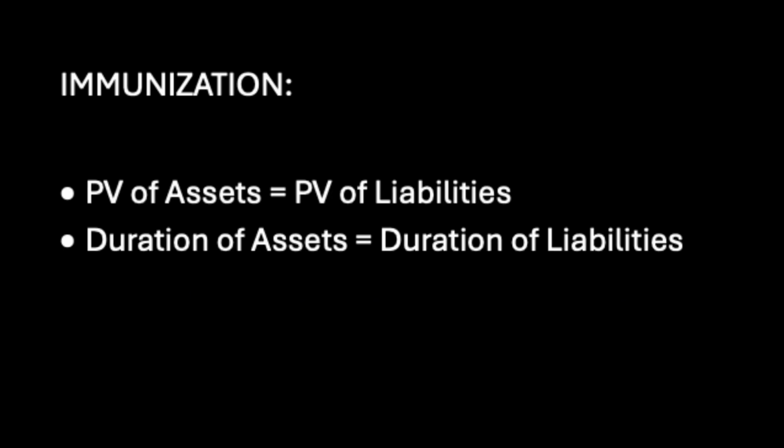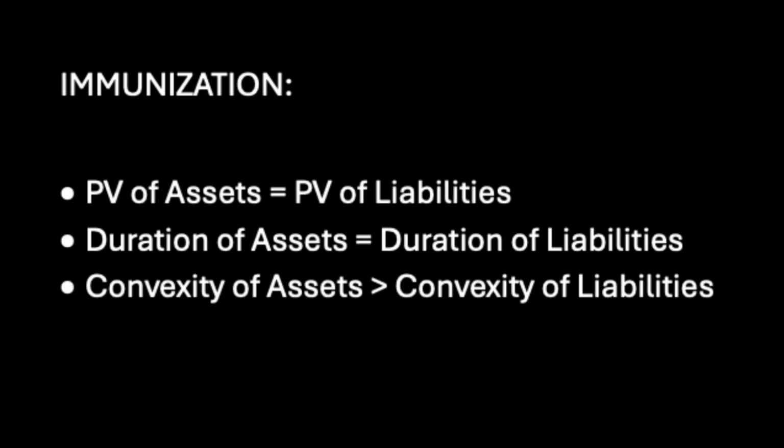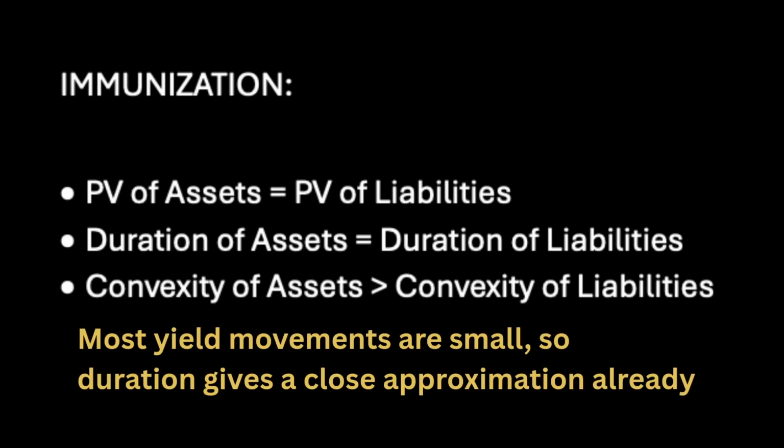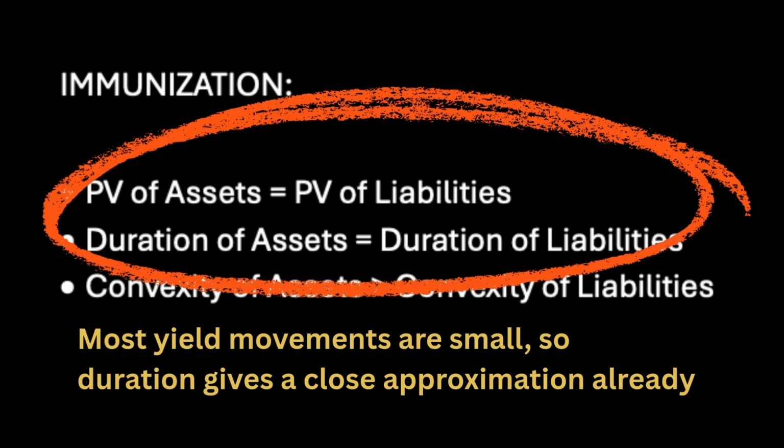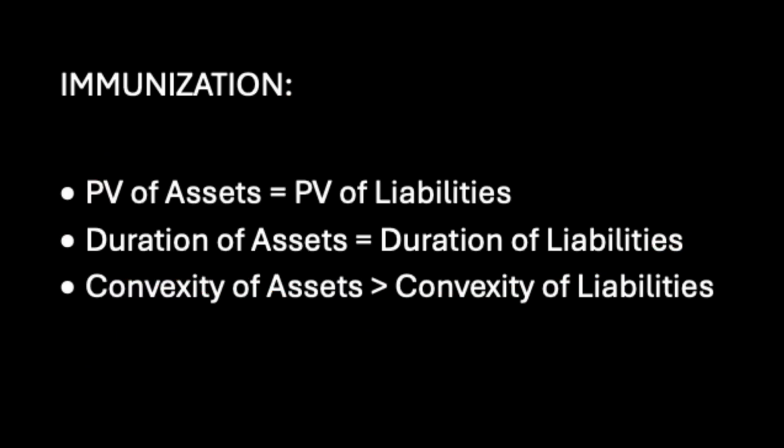Now, the third requirement is not quite a strict requirement because in reality, most movements are small enough. The net effect of the first two requirements is that for small movements in rates, the movements in RSAs and RSLs will basically just offset each other. In other words, you're immunized from interest rate risk.